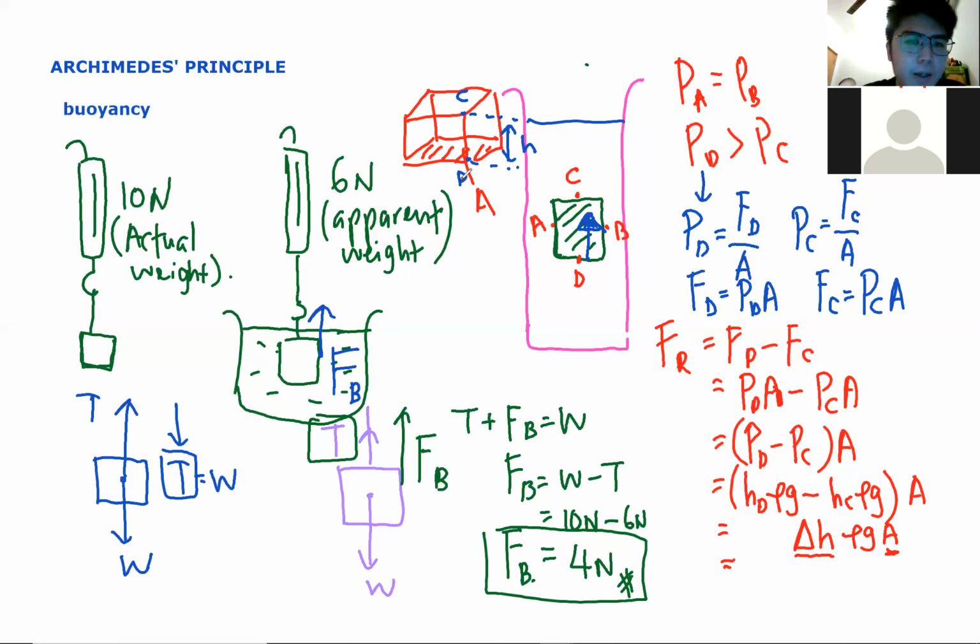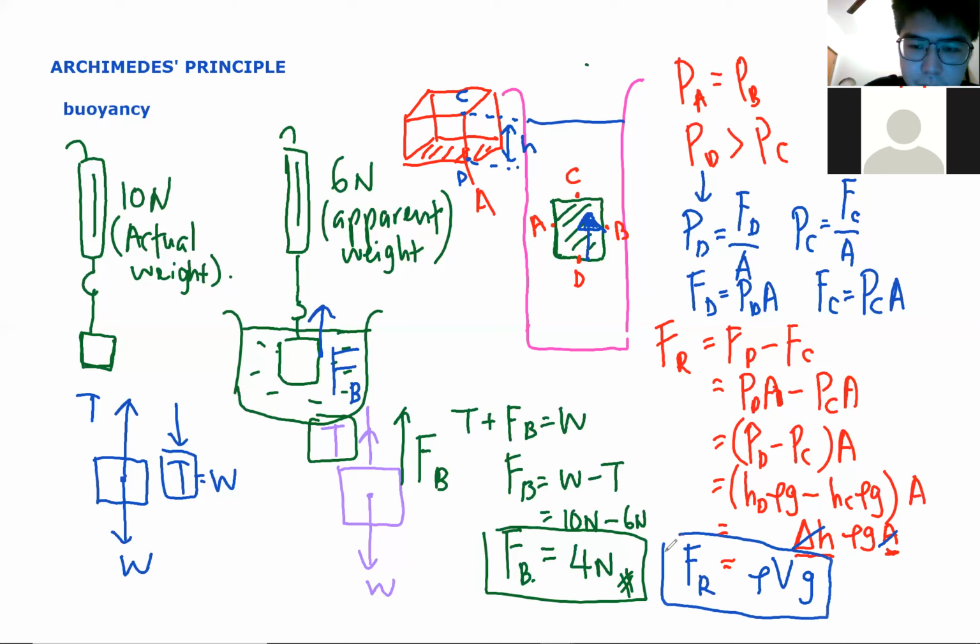So when you have the bottom area multiplied by the height, what do you get? You get the volume. Okay, the volume of what? The volume of the object, the volume of this cube. So this one, change of H times A, we can just write volume. We cancel out this. All right, so rho, volume, and g. This is the resultant force. FR equals rho Vg.